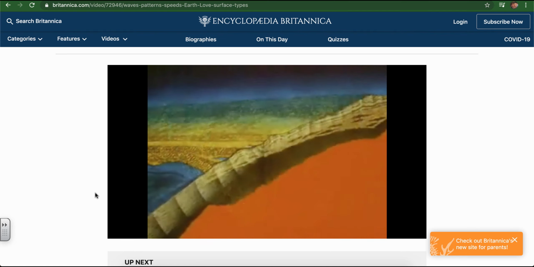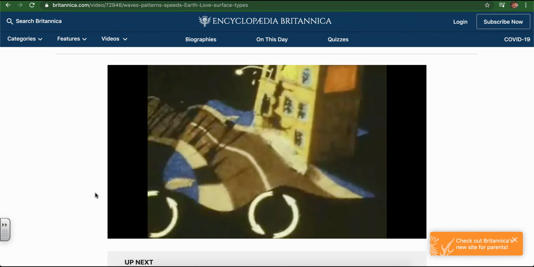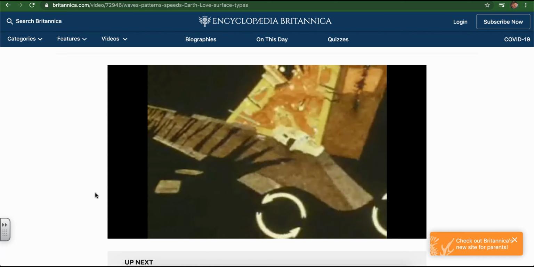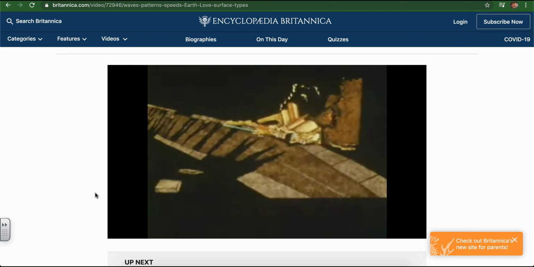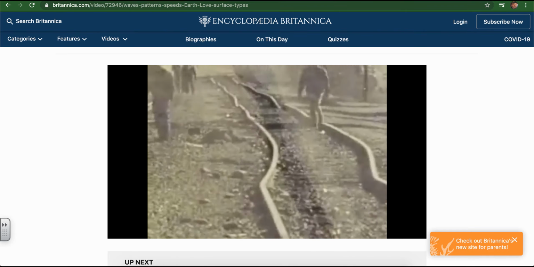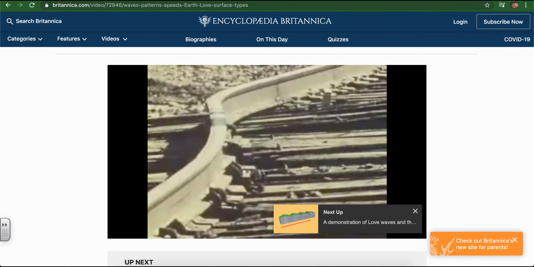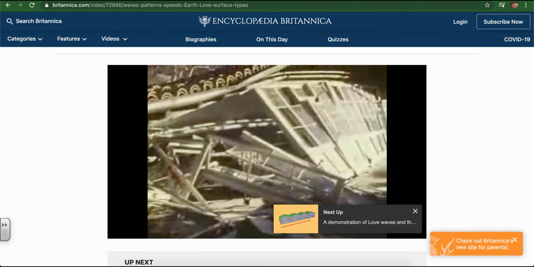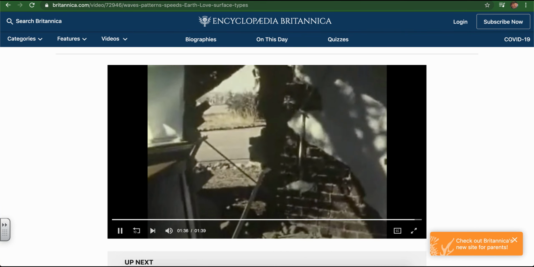The slower seismic surface waves do not penetrate the Earth's interior, but follow the surface. One type of surface wave, the Love wave, travels in a circular motion and causes damage by displacing materials horizontally. Love waves can be very damaging. This cracked pavement and these twisted railroad tracks clearly demonstrate their destructive power. Earthquake damage also results from Rayleigh waves, surface waves which deform materials vertically.